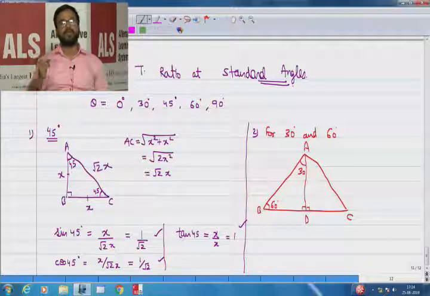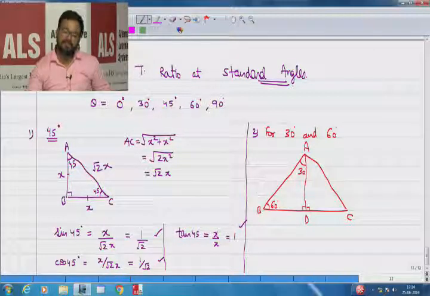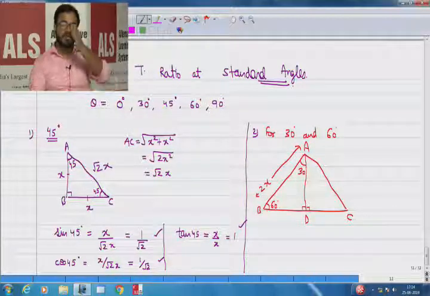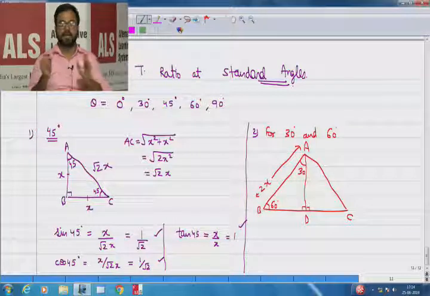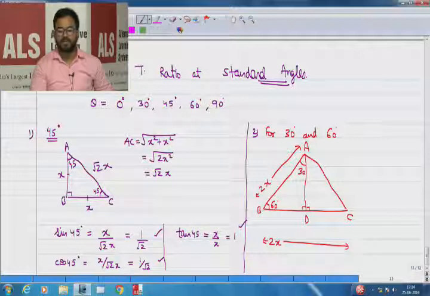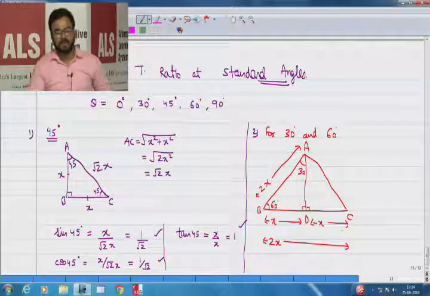Now again we can find the values of these. Let's say the side of this complete triangle is 2x. When we draw a perpendicular in this equilateral triangle, it divides the base into two equal parts. So the complete BC is 2x, but it divides into two parts, so this will be x and this will be x. Now just find the perpendicular using the Pythagoras theorem.